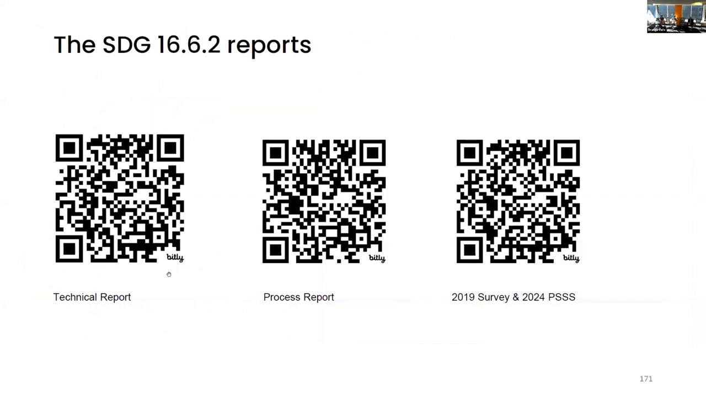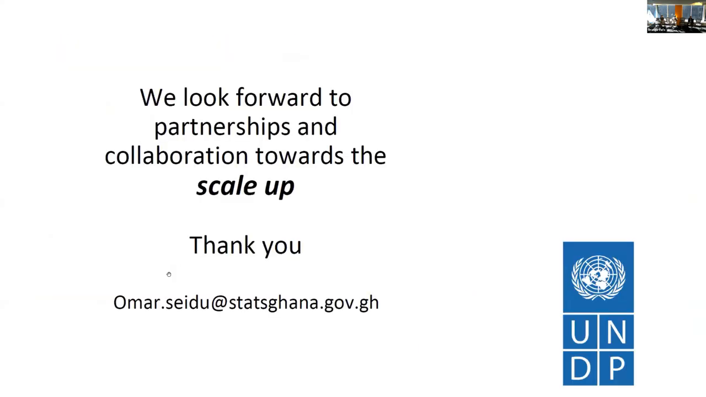We also try to document the processes so that this can be replicated by anybody. So in the middle is the process report, the far left is the technical report, and the one on the right is where we compare the sample survey results with the citizens data results, so that those who are interested in this can have access to them. Ghana is looking forward to scale this up across the country. We're already working with the UNDP, and we are looking forward to other collaborators to support us to scale this work up across the entire country. Thank you very much.